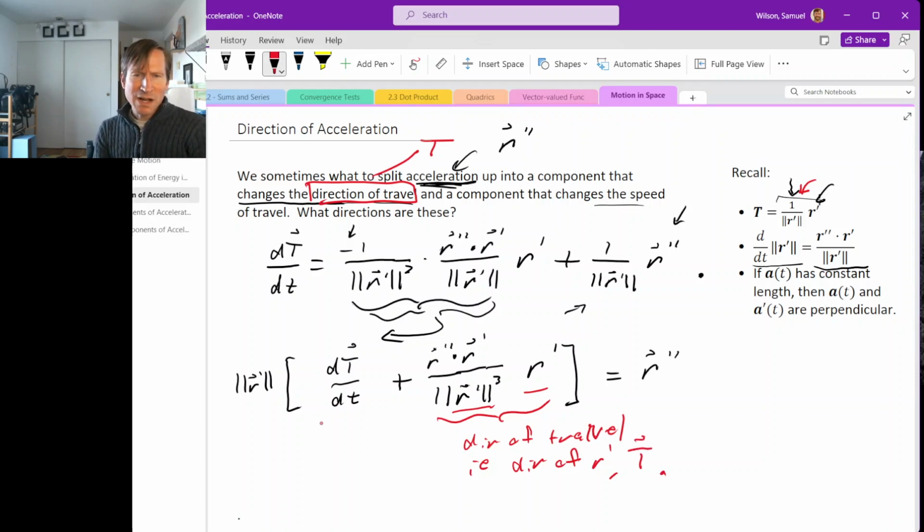Okay, so what about the first part here, dT/dt? It seems like we might be stuck here because after all, if we don't know what the motion is, we can't really say anything sensible about its rate of change, dT/dt. But actually, T is always a unit vector, right? We've cooked up T so that it's always a unit vector.